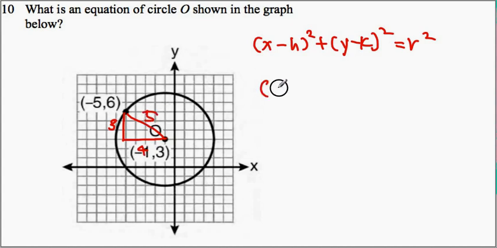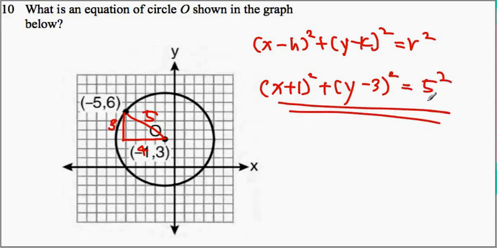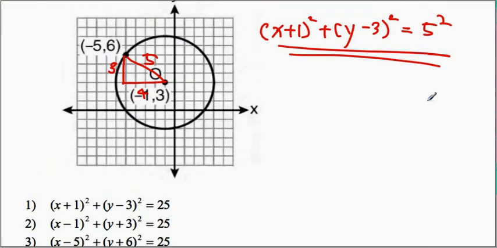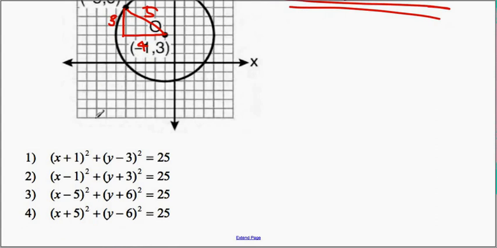That's right, then it means (x plus 1) squared, because minus -1, and (y minus 3) squared must be equal to 5 squared. Anything equivalent to this one would be our answer. Plus 1, -3. Alright, there it goes. Number 1 becomes our answer.